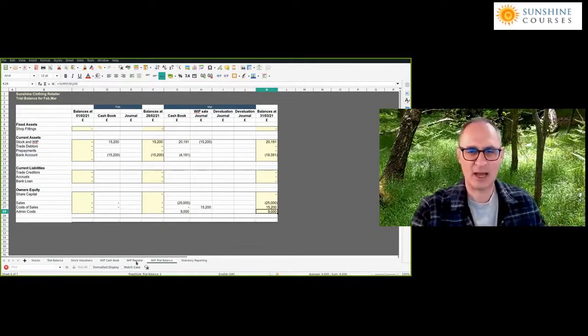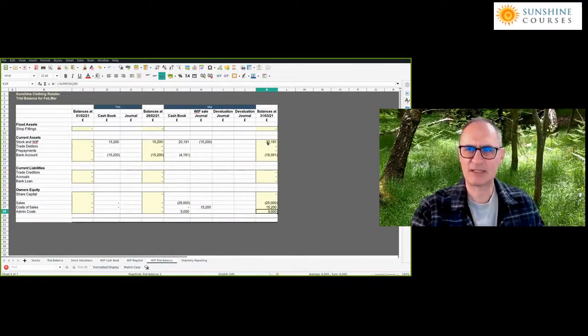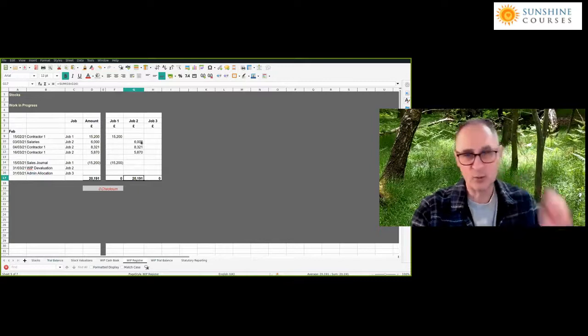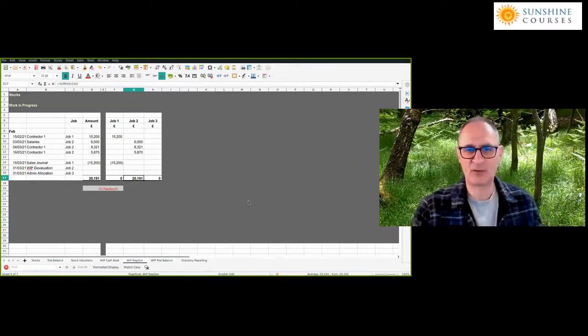So the idea of this register is, as at the end of March, we've got £20,191 in stock. Let's just see. Yep, that tallies with what's on our trial balance because of the way we did our accounting. So no journal needed on that. And we've got job two. We've got the component amount so that when we, in due course, invoice for job two, we can then release those funds to the profit and loss account.